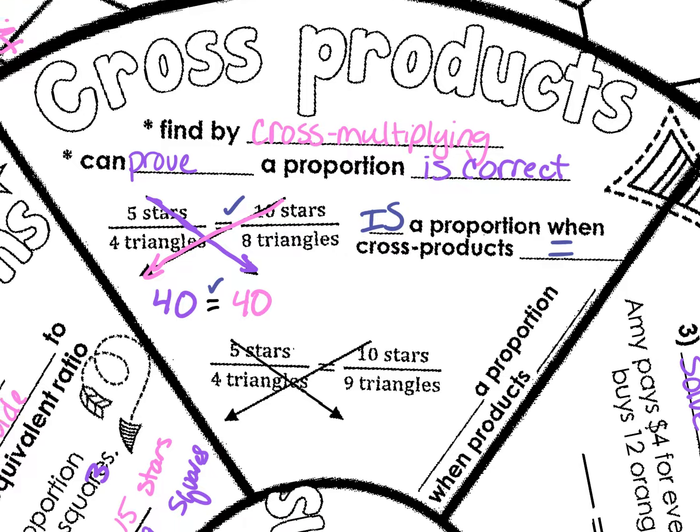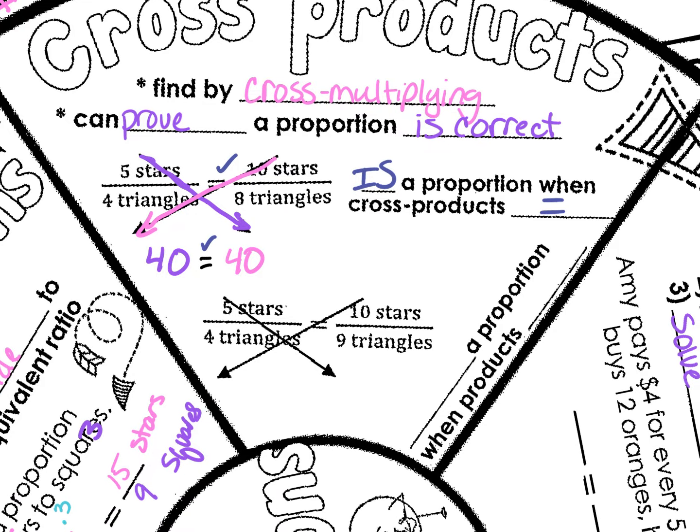Okay, so let's go ahead and try this next one. If I have 5 stars to 4 triangles and 10 stars to 9 triangles, we're going to cross multiply those. So I'm going to take 5 and multiply it by 9, which is 45. And then I'm going to take 10 and multiply it by 4, which is 40. And the question is, are these equal? Well, 45 is not equal to 40, so these are not proportional.